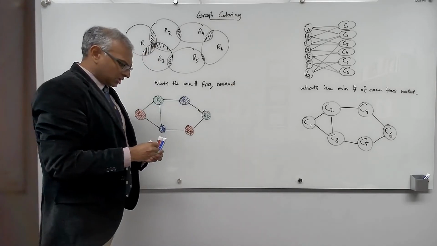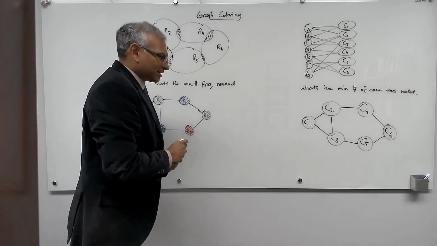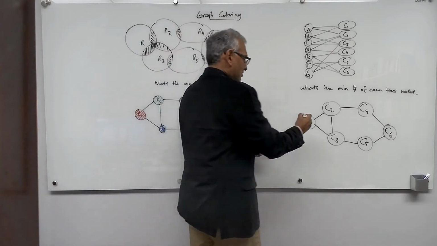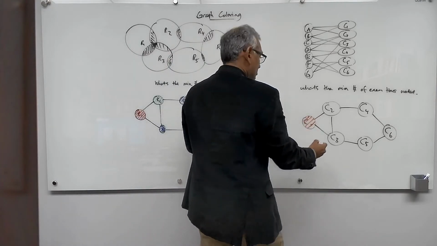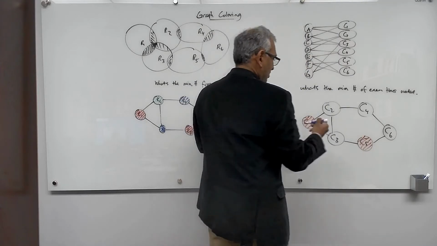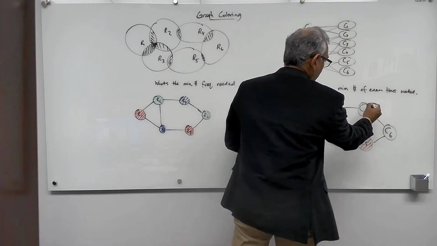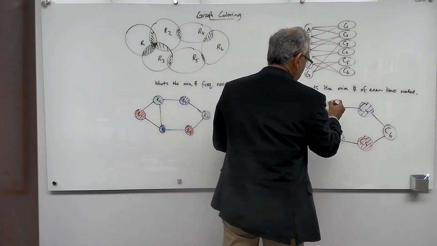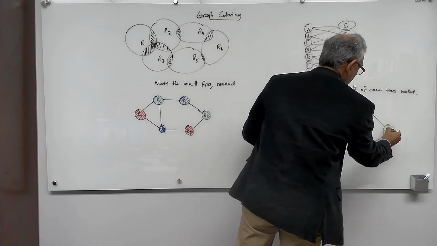Similar thing goes on here. If I let the color represent not the radio frequency, but the exam time. So this course gets the red exam time. This course gets the red exam time. This course gets the blue exam time. This course gets the blue exam time. And this course gets the green exam time. And this course gets the green exam time.